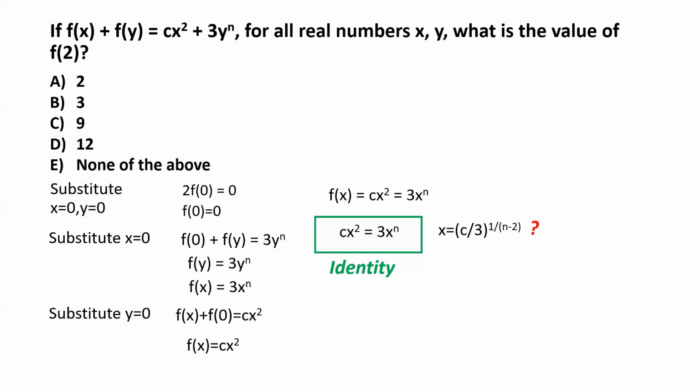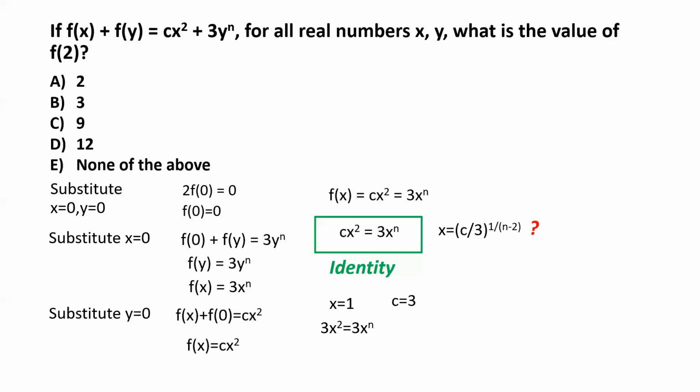So from this identity, if we substitute x equal to 1, which is perfectly legal and permissible for this function, right? So we have c is equal to 3. So we obtain the value of c by just substituting x is equal to 1. And as a next step, since we obtain the value of c is equal to 3, we can write 3x² is equal to 3x^n.